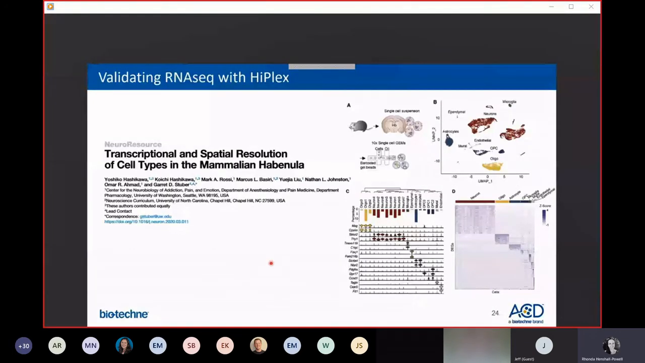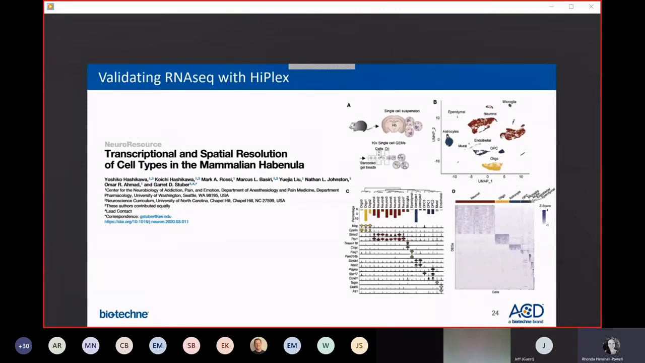So this is a paper that actually just came out this month in Neuron, where researchers from Garret Stuber's lab were studying the habenula. They prepared a single-cell suspension from microdissected habenula, and they generated a single-cell RNA sequencing data set profiling, in the end, more than 11,800 cells. And they used HiPlex to connect the single-cell RNA-seq data back to the tissue morphological context and spatially map the gene expression profiles of these cells.